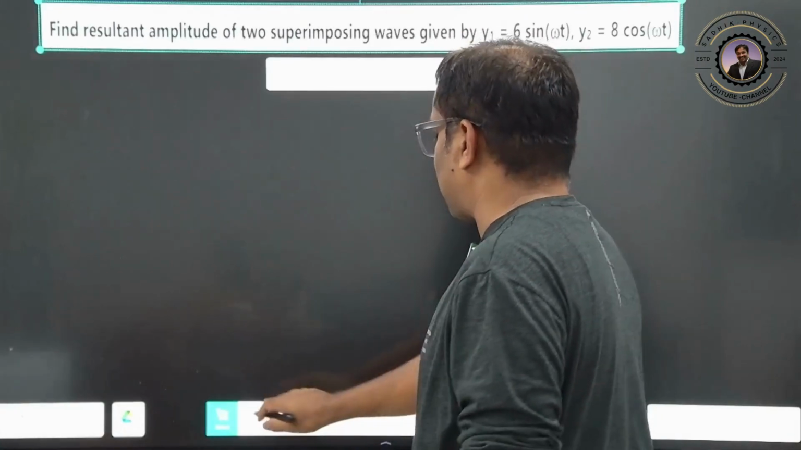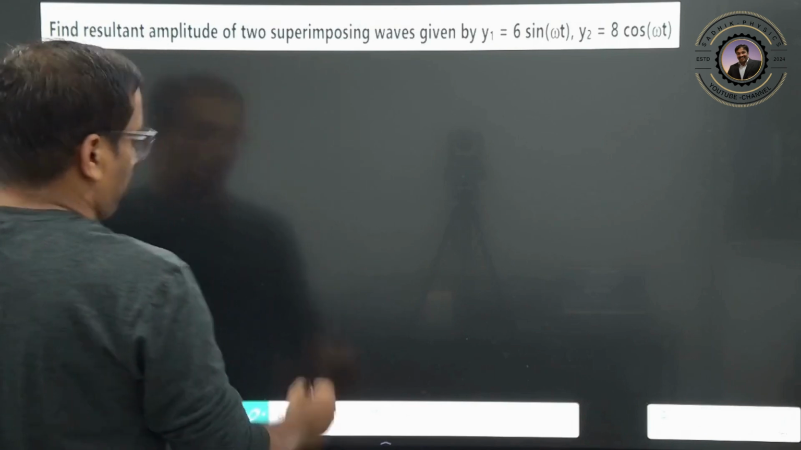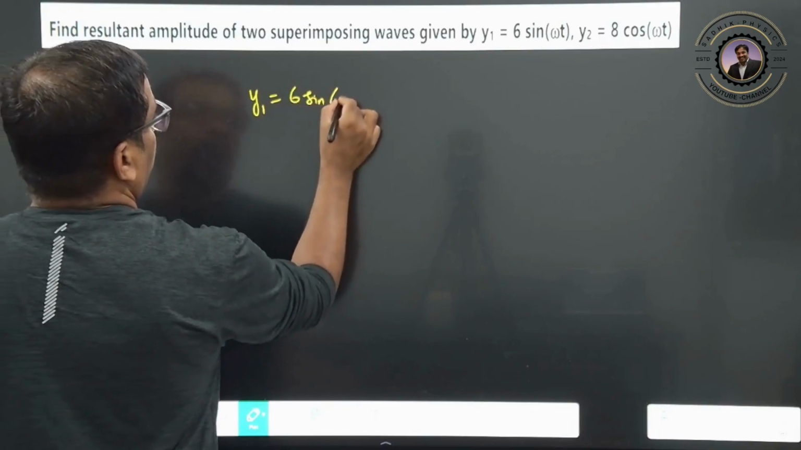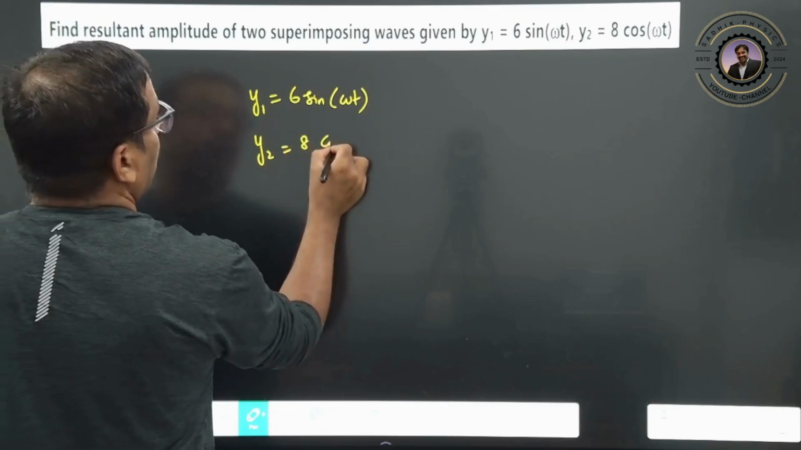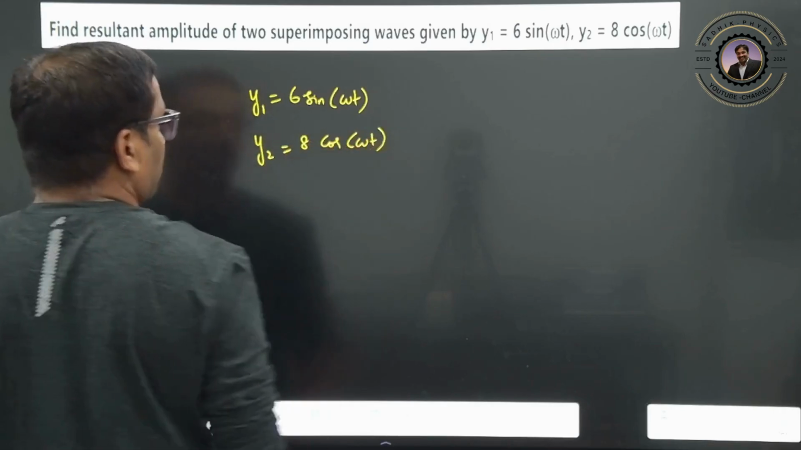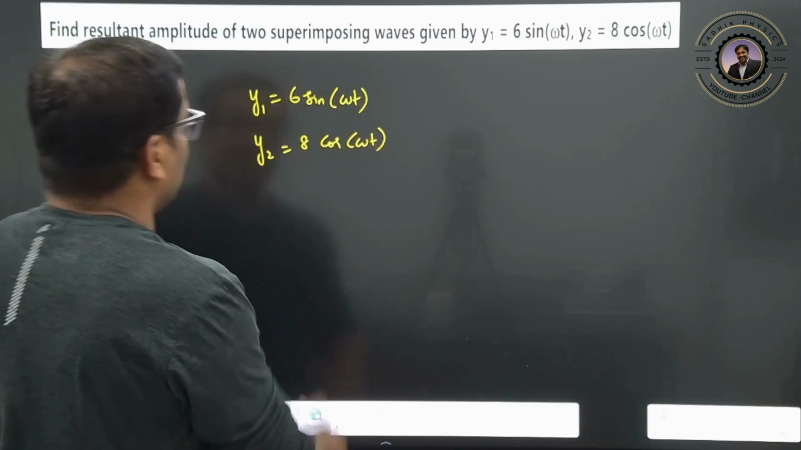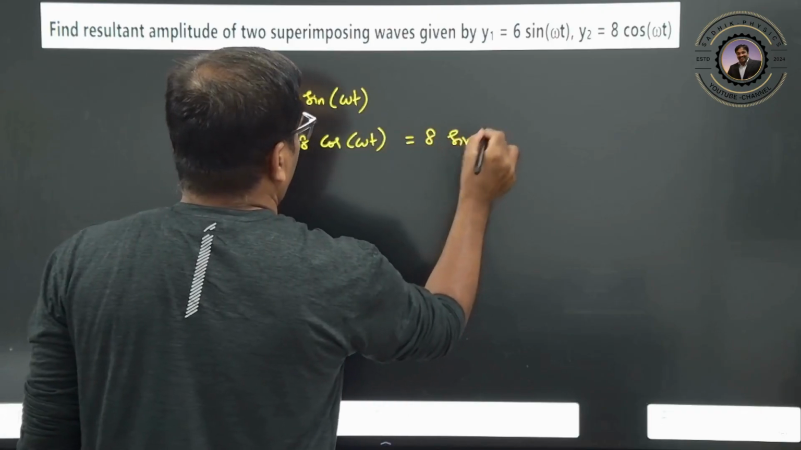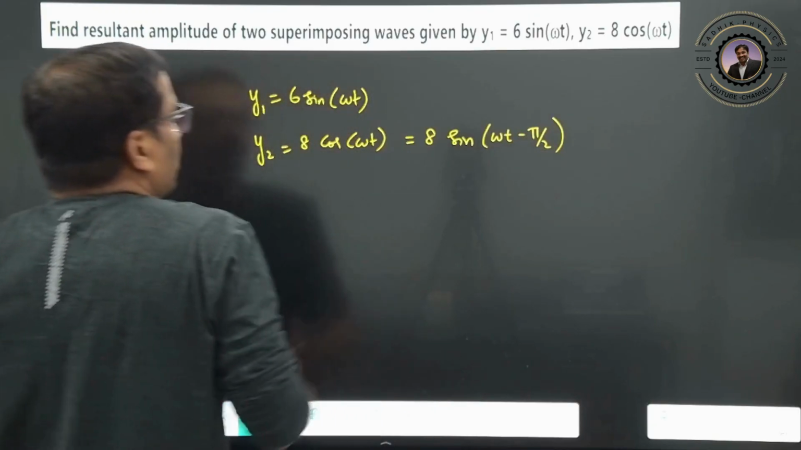Find the resultant amplitude of the superimposing waves. So y1 is given as 6 sine of omega t. So y2 is given as 8 cos of omega t. Most of the students will think the phase difference is 0. No, here sine is there, here cos is there. It can be written as 8 sine of (omega t minus pi by 2), or (pi by 2 minus omega t).